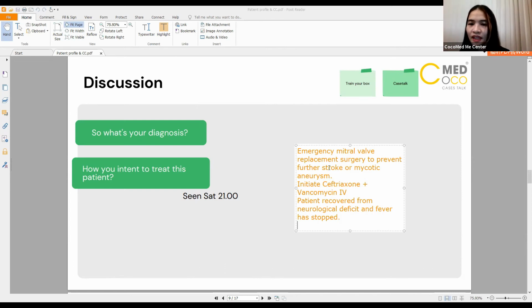There's a myocardial aneurysm, and we start with ceftriaxone and vancomycin, through the IV pathway, meaning intravenous. After that the patient recovered from the neurological deficit and the fever stopped. For this case, in reality, they went like that. So why ceftriaxone and vancomycin? Ceftriaxone is predominantly for gram-negative bacteria and can get through the blood-brain barrier. Vancomycin is the same, but for gram-positive bacteria.